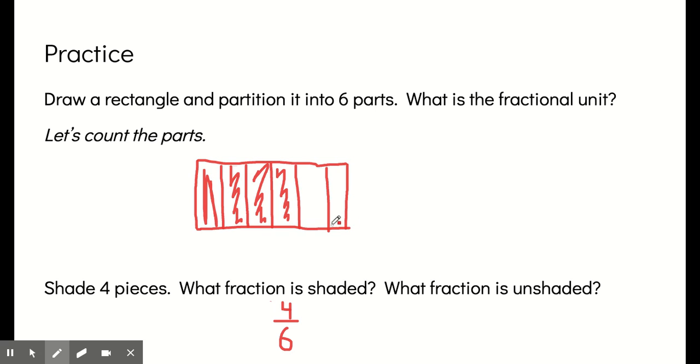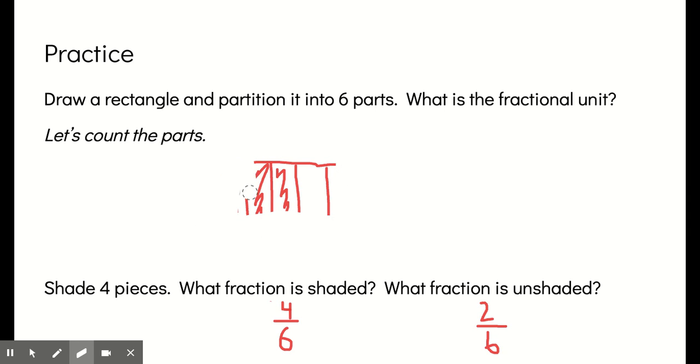What fraction is unshaded? Remember, each one is 1/6, so I'll count by that. 1/6, 2/6. 2 are not colored in, and there are 6 pieces in the whole. 2 pieces that are the size 1/6 is unshaded. This time as I'm erasing, I want you to count by eighths until you get to one whole. 1/8, 2/8, 3/8, 4/8, 5/8, 6/8, 7/8, 8/8.